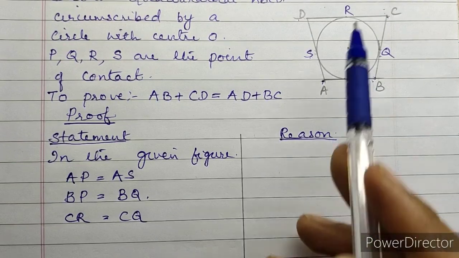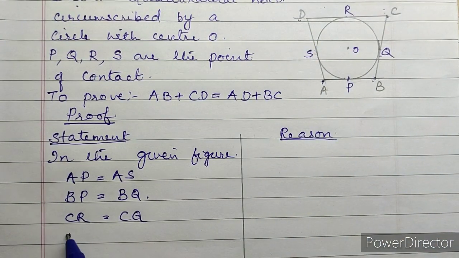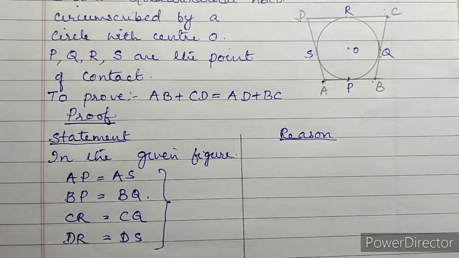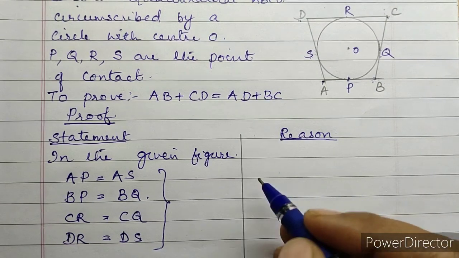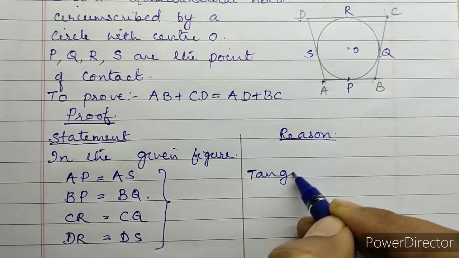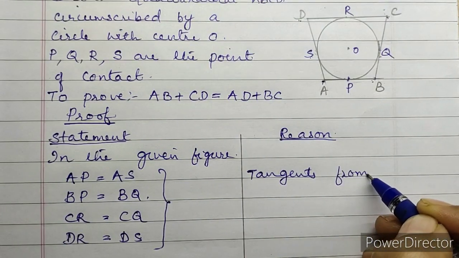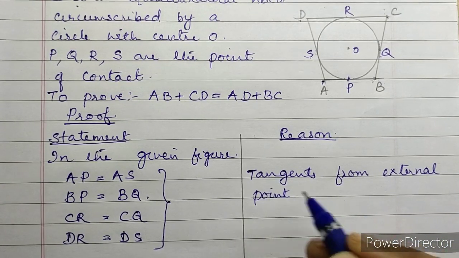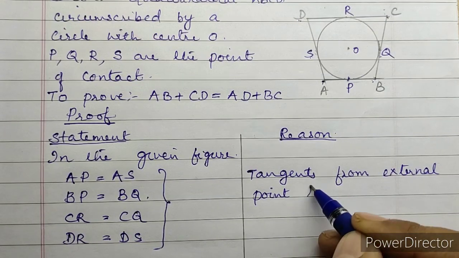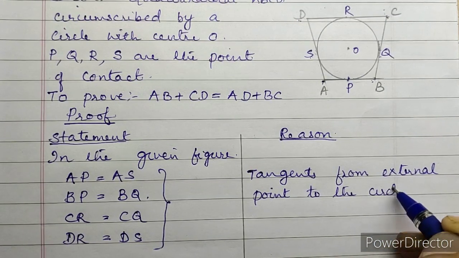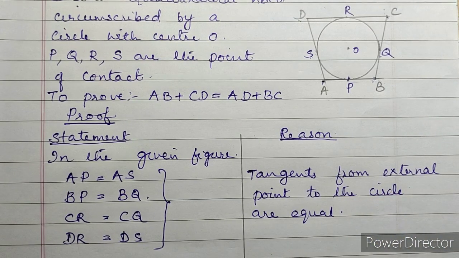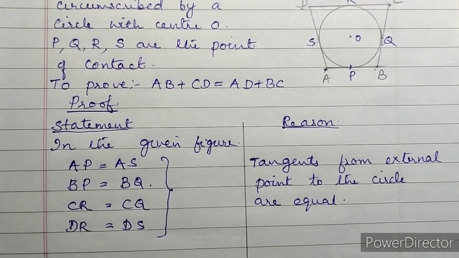And last one, if D is the external point, then DR is equal to DS. So all that, only one reason: tangents from the external points to the same circle are equal. Tangents from an external point to the circle are equal. This statement, the second theorem statement, you also have to learn, because you have to write it as the reason.